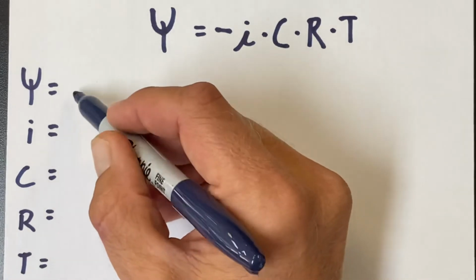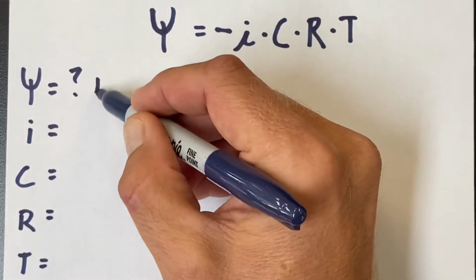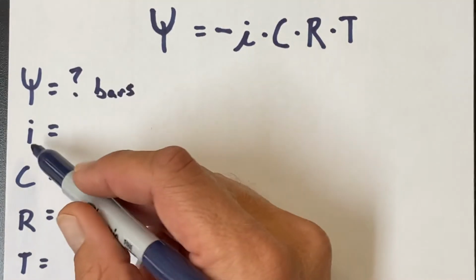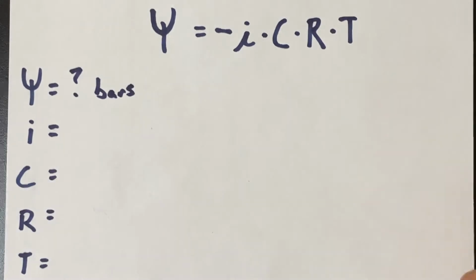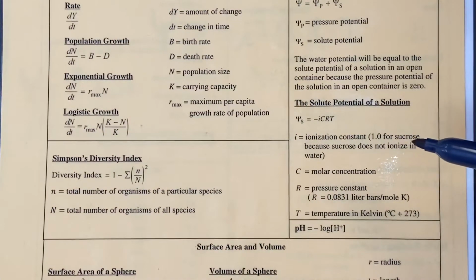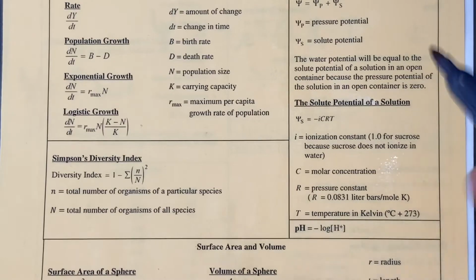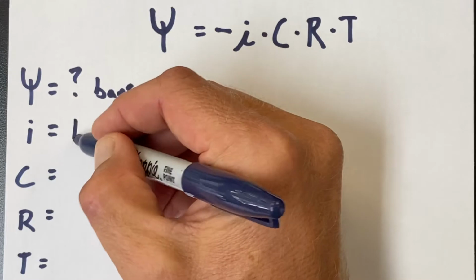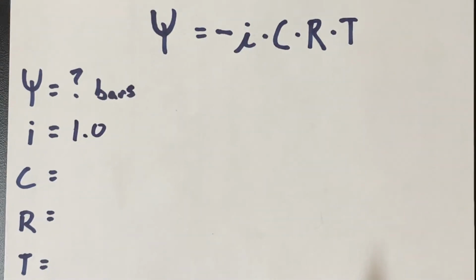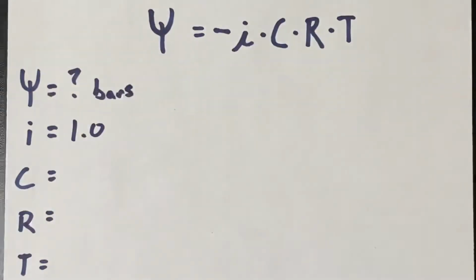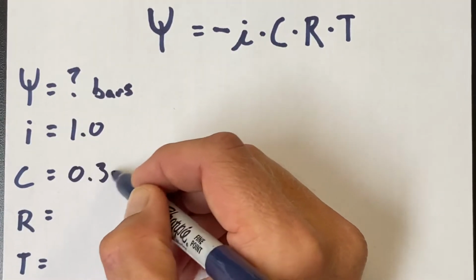Okay, so I don't know this one. That's what I'm solving for. I do know my units should end up being in bars, a unit of pressure. My ionization constant, well, the problem told me that it was dissolved in sucrose solution, and my best friend here tells me that the ionization for sucrose is going to be 1 because it does not ionize or dissociate in water. So this is going to be 1. Recall from our graph, we found out the molar concentration is 0.3 molar.